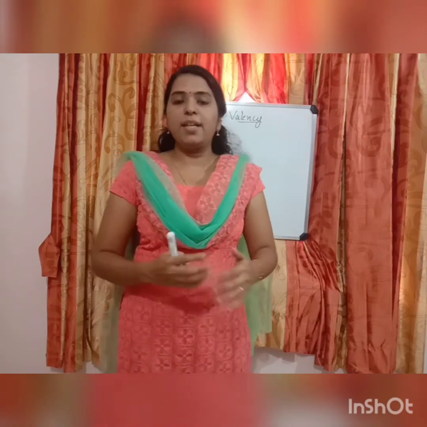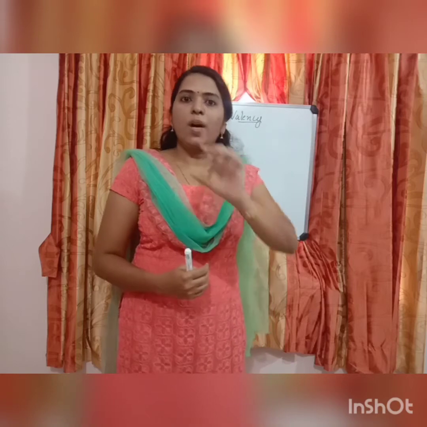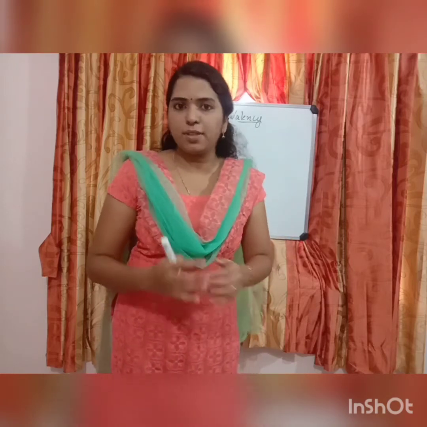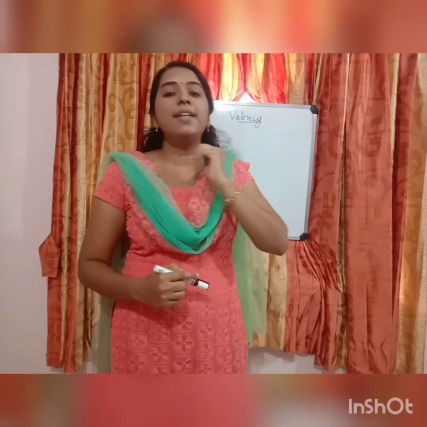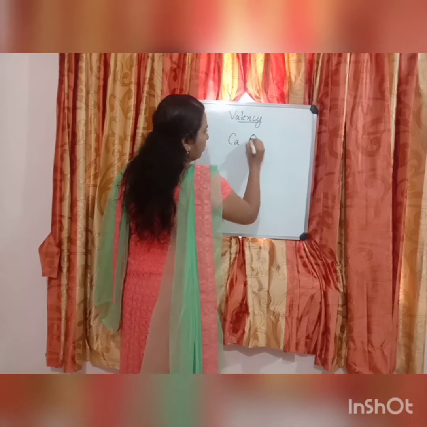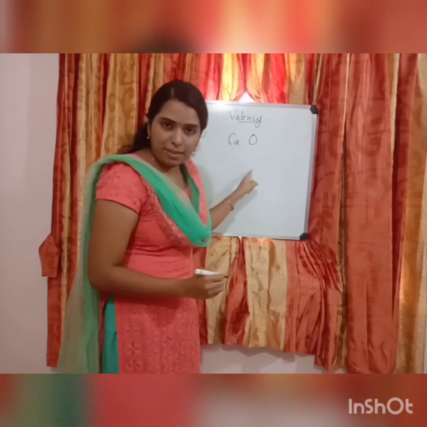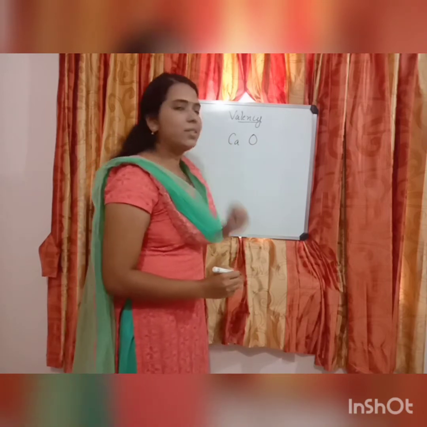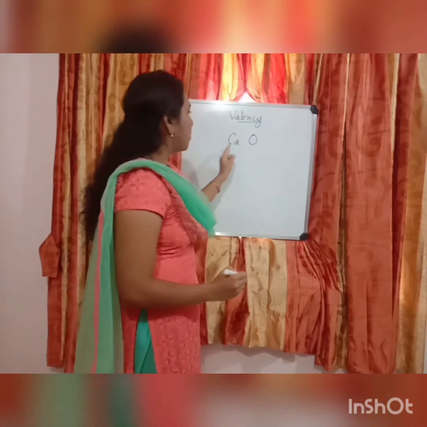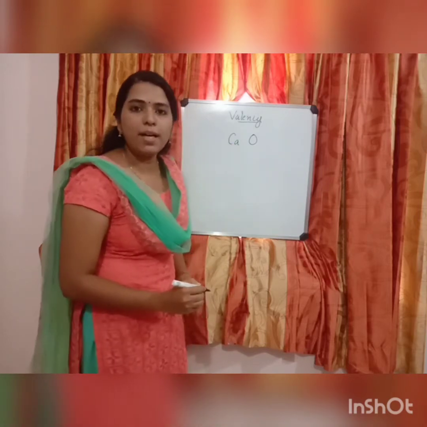Calcium oxide. Here which is the metal? Yes, calcium is the metal and oxygen is the non-metal. While you are writing the chemical formula of this compound, you have to write calcium on the left side. Let us see. Calcium and oxygen, Ca and O. Here calcium is the metal and oxygen is the non-metal. So you have to write calcium on the left side and oxygen on the right side.